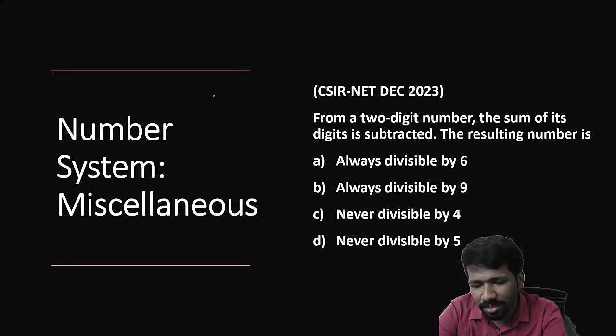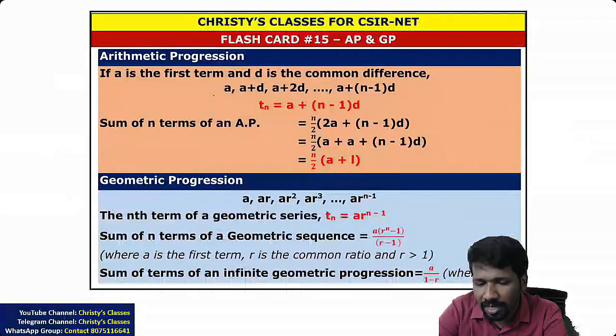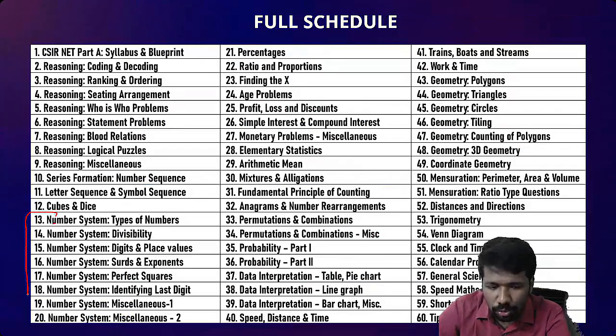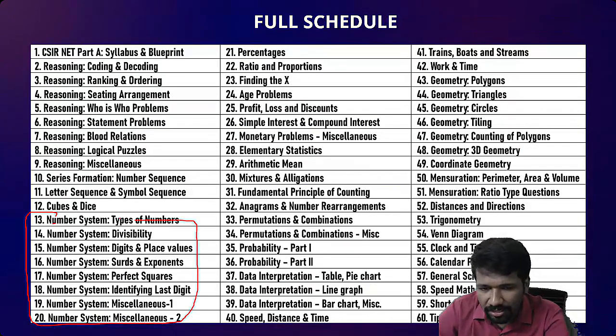Then miscellaneous number system means multiple areas together. For example, here there is an idea of digits and place value, and an idea of divisibility also, both coming together in a single question. Such questions we will discuss in miscellaneous. And some other areas which we haven't discussed in the previous chapters will be discussed here, like arithmetic progression, geometric progression, etc. So that is the number system unit. Number system has 8 lectures in this unit.